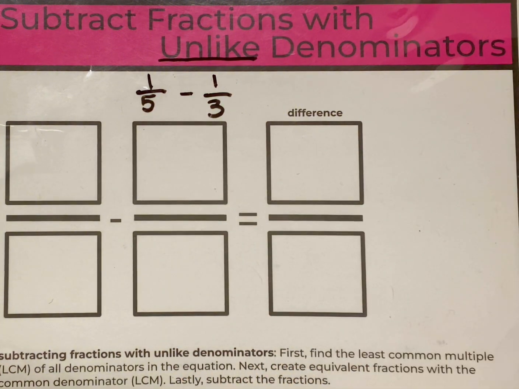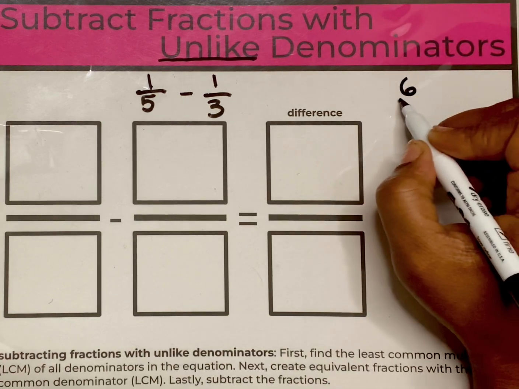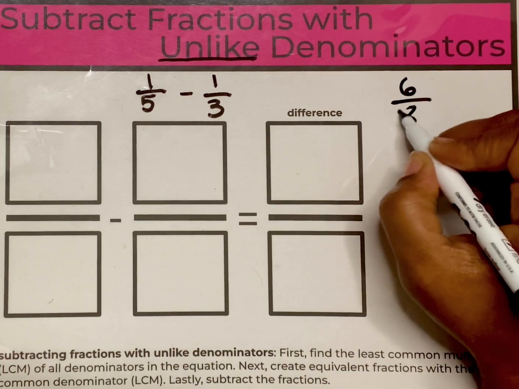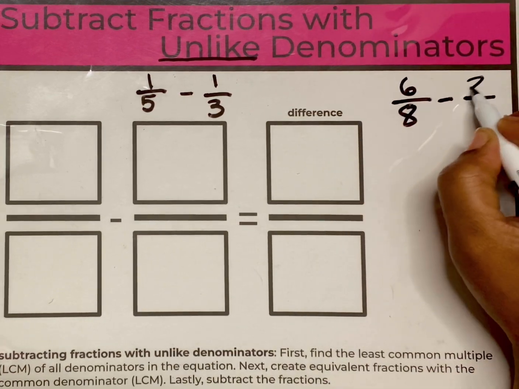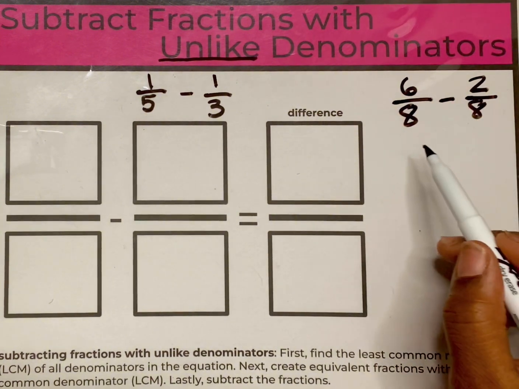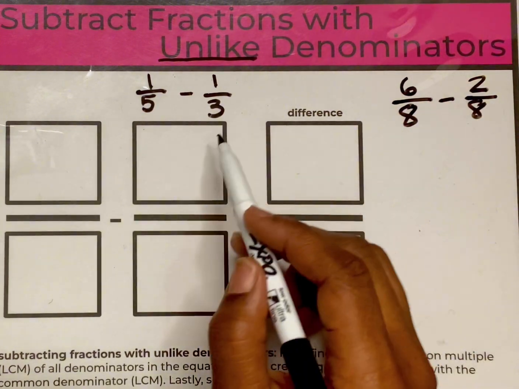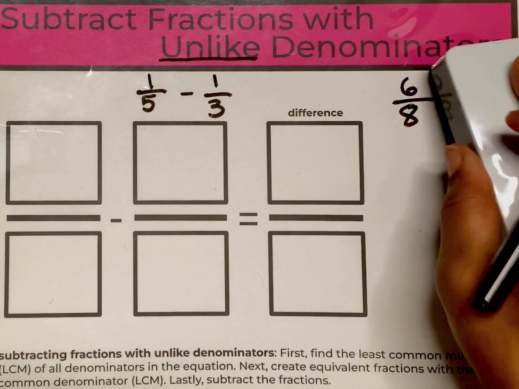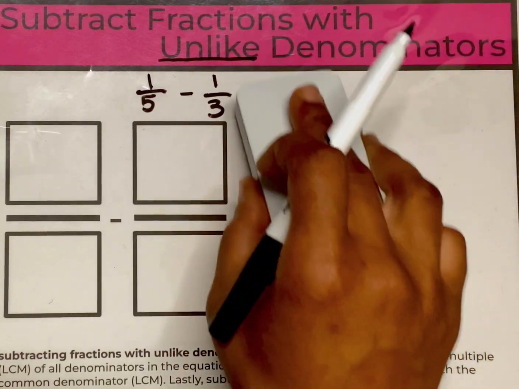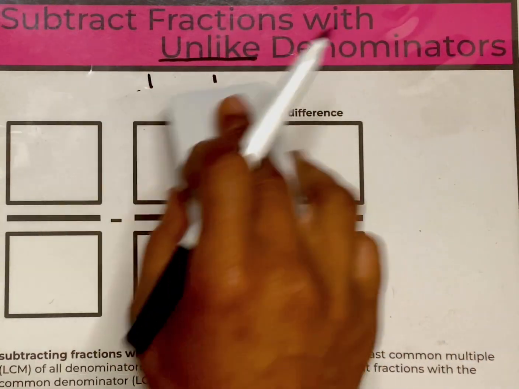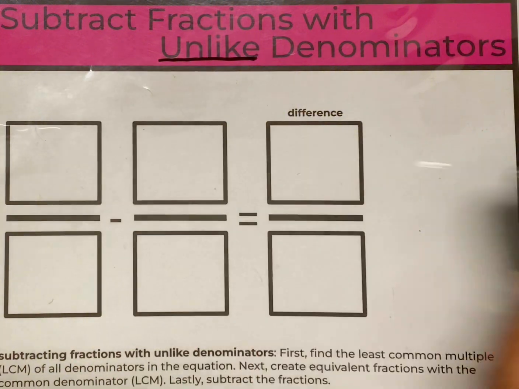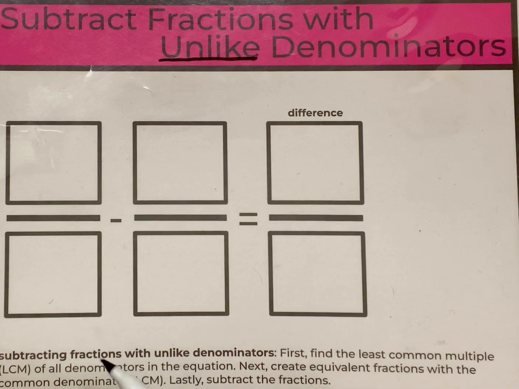In 4th grade, you practiced subtracting with like denominators. For example, 6/8 minus 2/8. But in 5th grade, you're now going to start practicing with unlike. At the bottom of your mat, if you have it, if you do not, of course, you can use notebook paper and follow along. Pause the video when necessary.